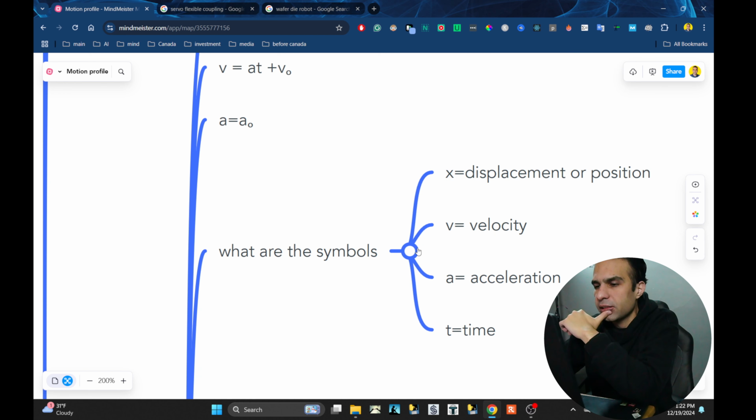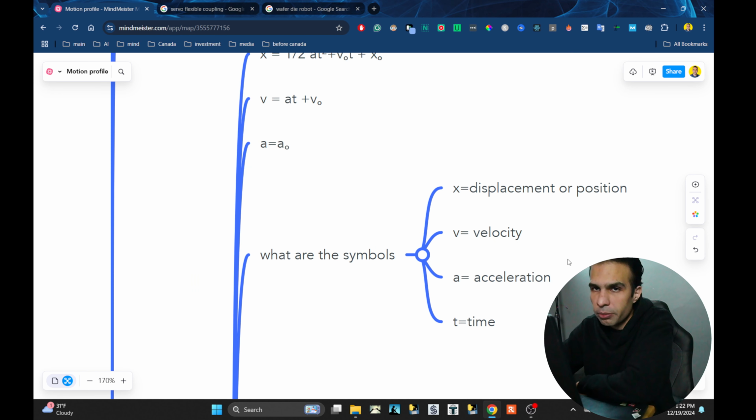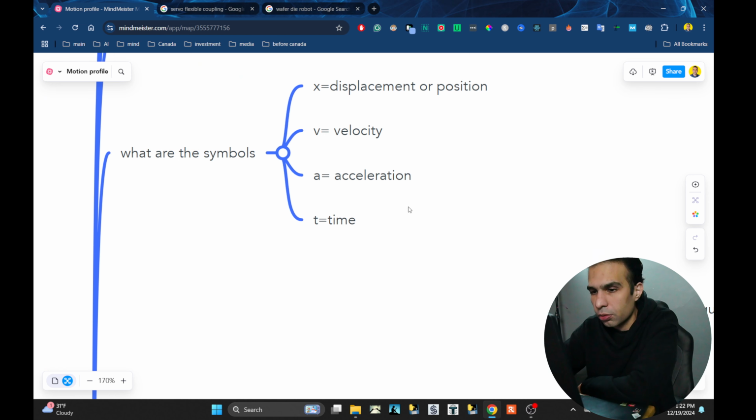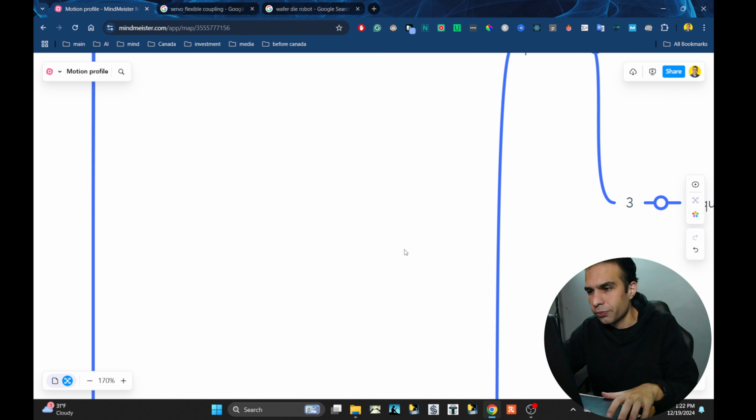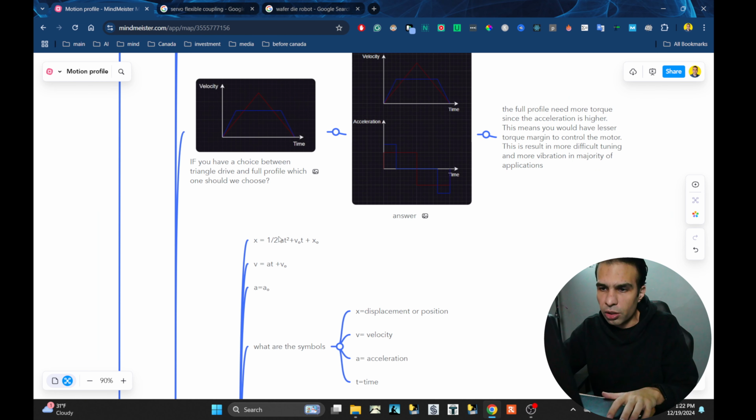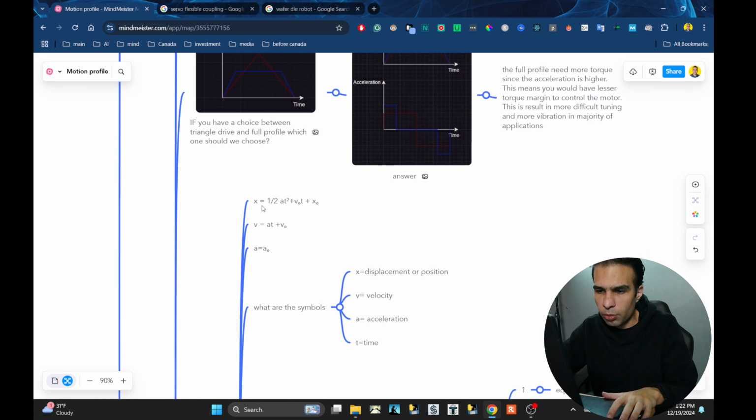For the triangle profile it is very easy, so you don't have many parameters. X is displacement. By the way, this one I also share down below. I will make it open source, so you guys can access it. So velocity, acceleration, and time. This is a general formula, but in each phase this formula will change.